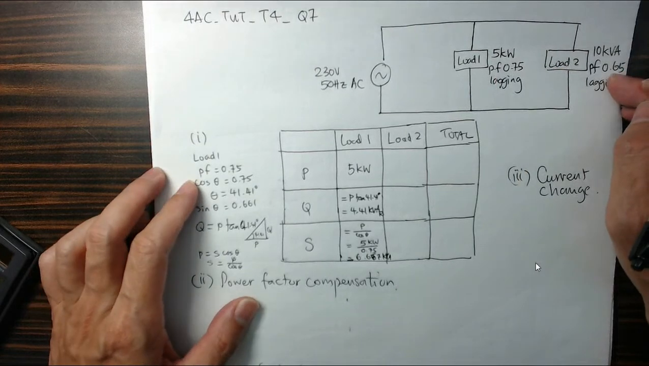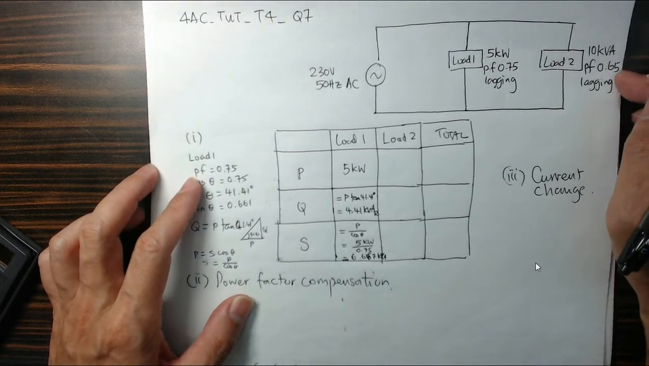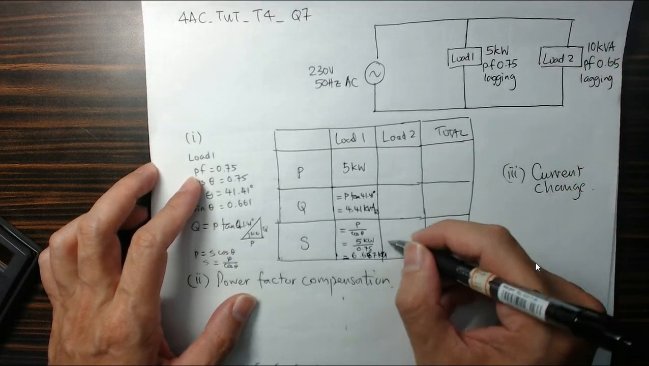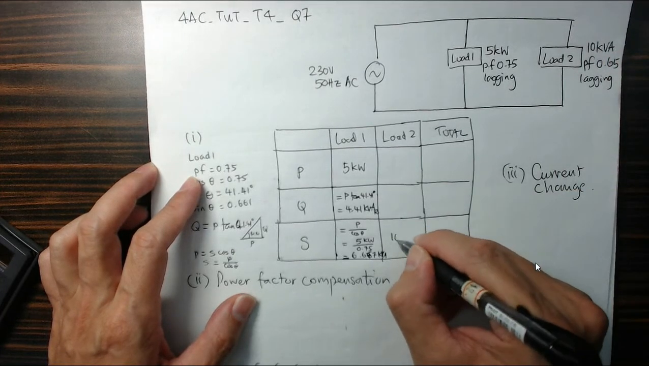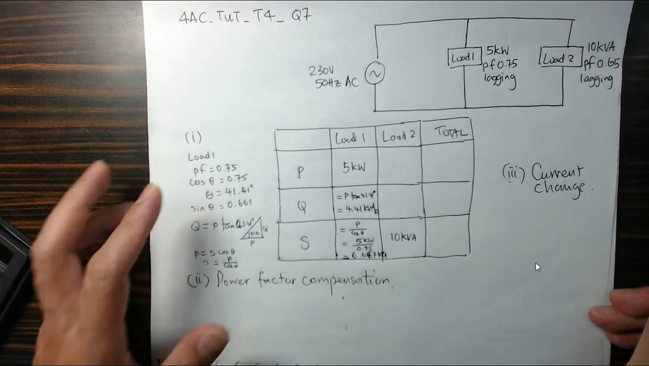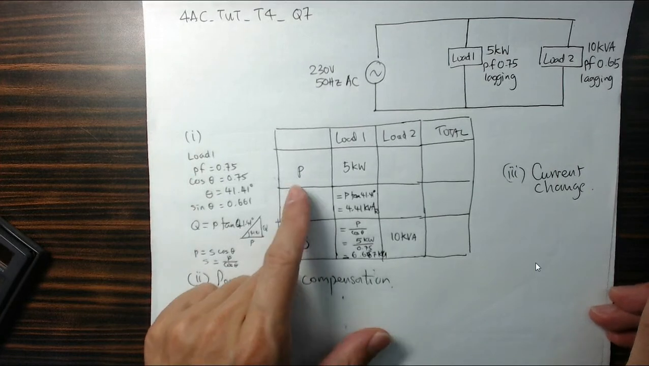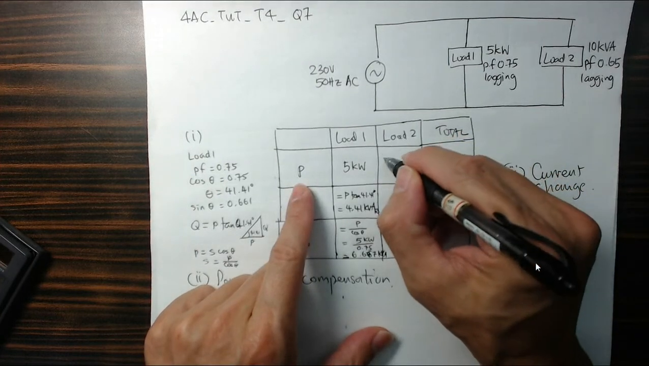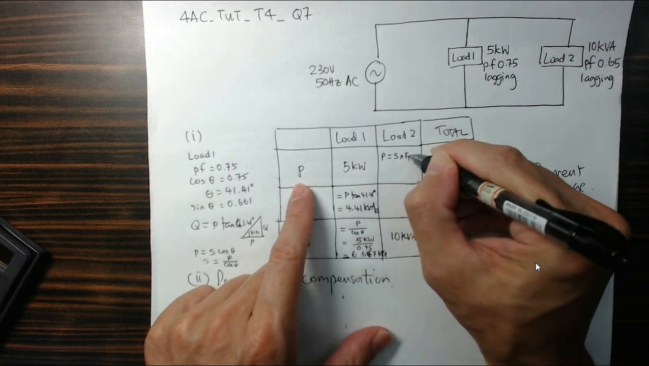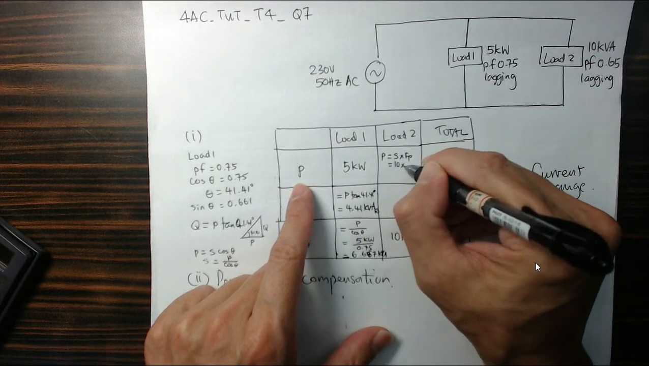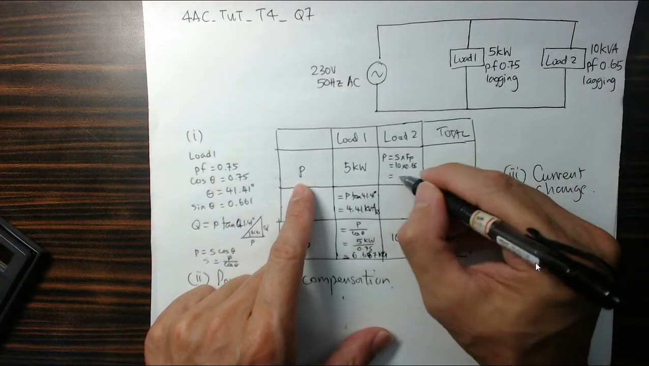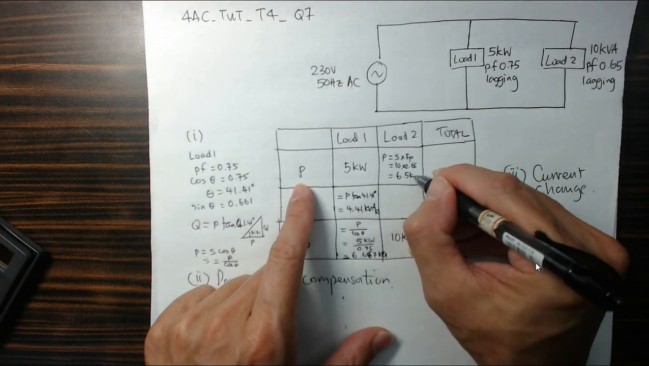Similarly, for load 2, I can use the same approach, where the 10 kVA is the apparent power. So here is 10 kVA. P is just the apparent power times the power factor. So it's 10 times 0.65, which is 6.5 kilowatt.